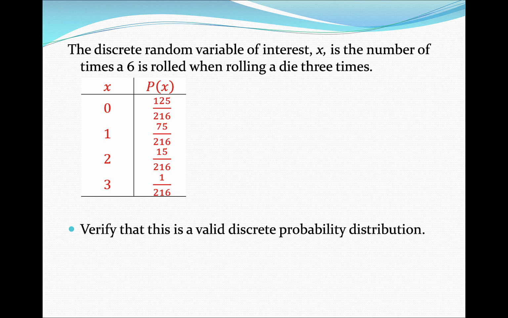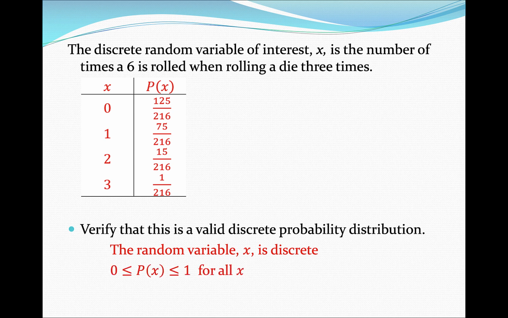A good thing to check, and we mentioned this earlier, is to just verify that it's valid. Make sure you haven't made any mistakes. So, the 3 things that we talked about. Is the random variable discrete? Yes. 0, 1, 2, 3. That is countable. Those outcomes are specific points along the real number line. That is a discrete random variable. Are all the probabilities between 0 and 1? And of course, if you go through those P of x values, you see that they're all between 0 and 1.